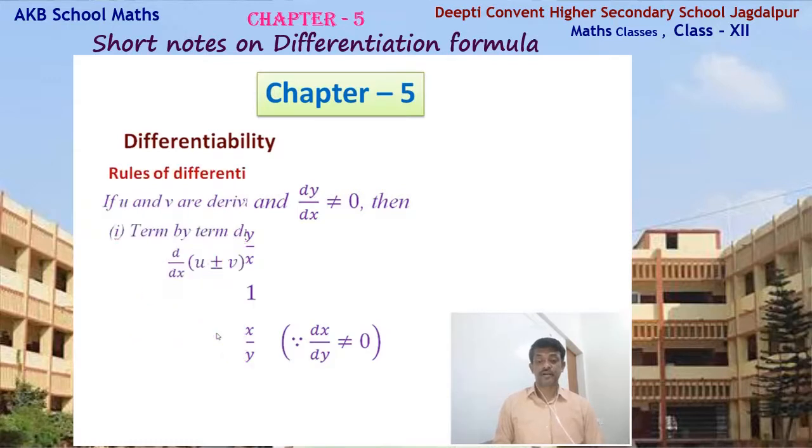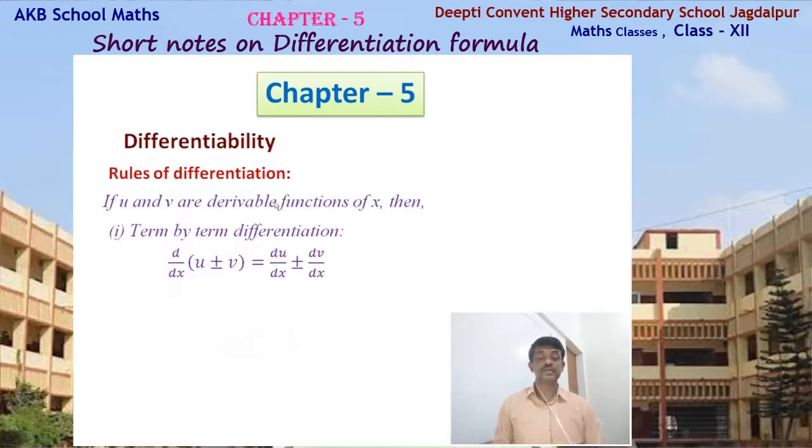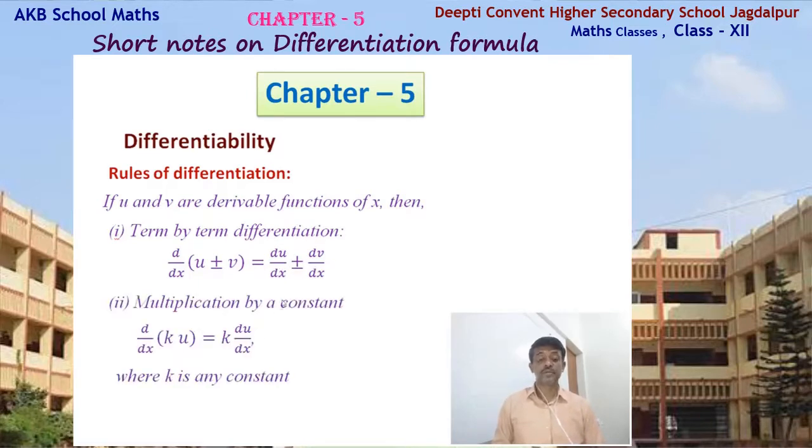Clear? Now, rules of differentiation, algebra of differentiation. Suppose two functions u and v, we are adding or subtracting, then it is term by term differentiation, which means you have to distribute this d by dx over u and v like this. Second, multiplication by a constant. If a function is multiplied by some constant, then the constant can be taken outside of the derivative. So k du by dx.